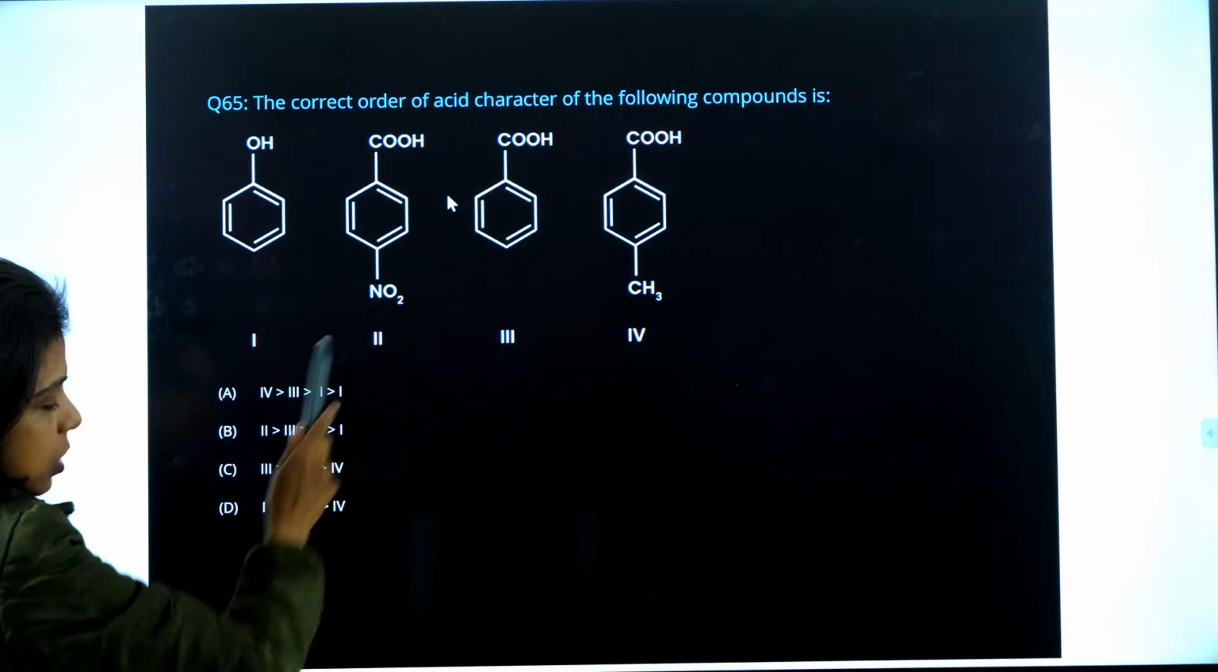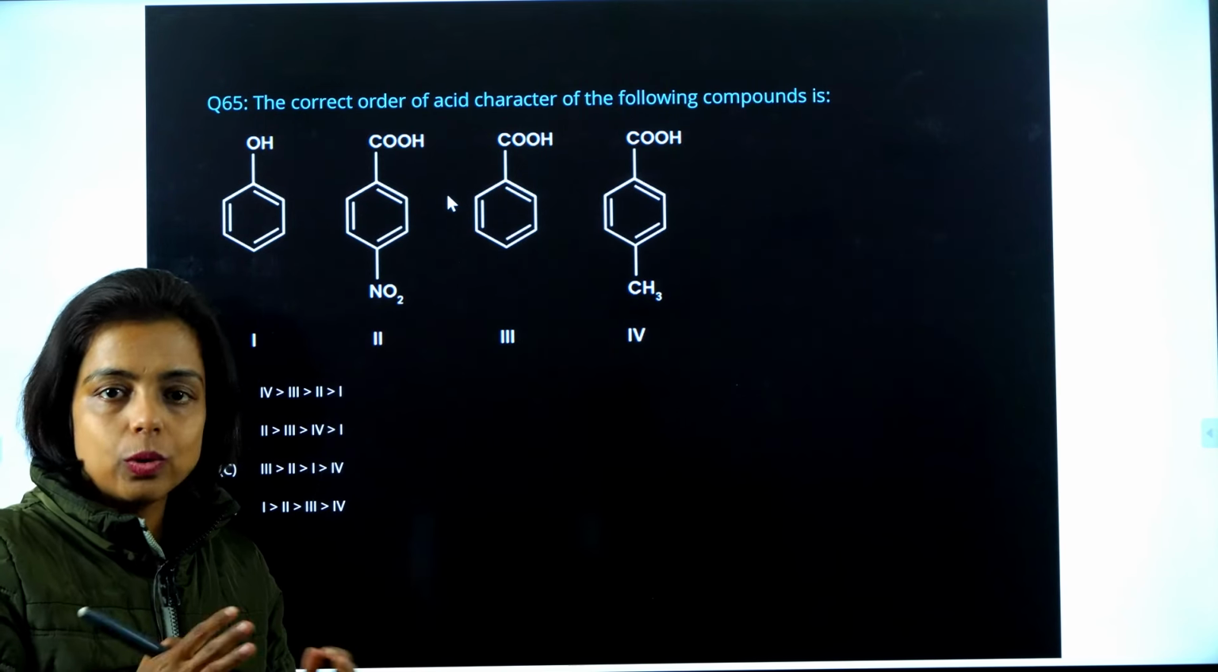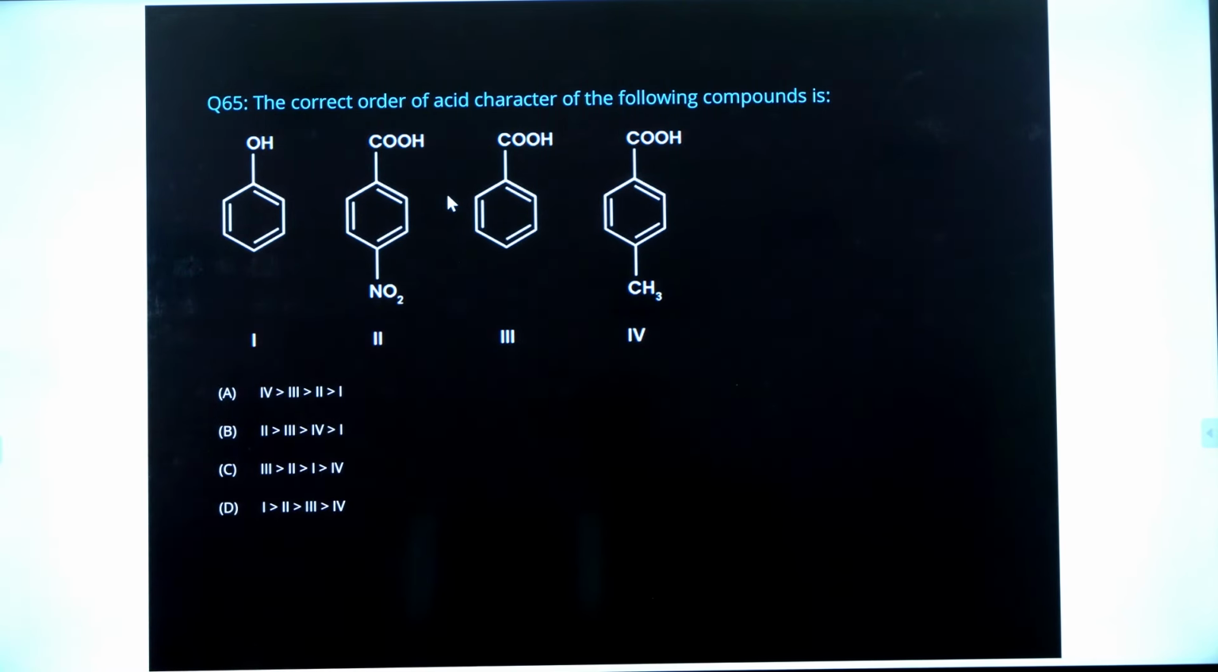NO2 is an electron withdrawing group, minus M, minus I. CH3 has no resonance, only inductive effect, right? So I am sure you got the sequence, and you must be practicing a lot of question answers.